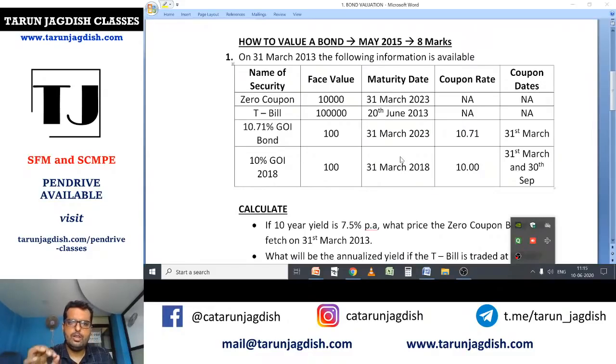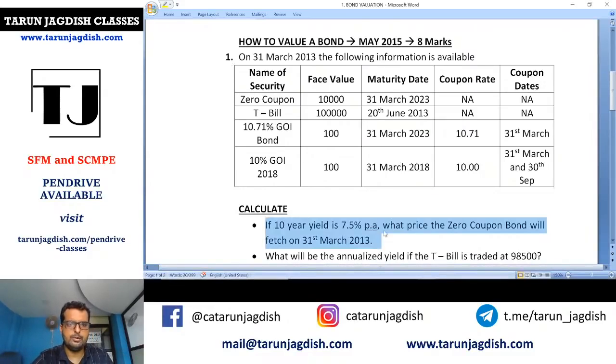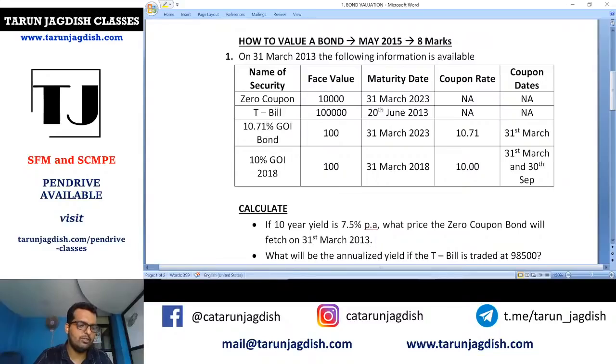Okay, so we are now reading through the first requirement. If a 10-year yield is 7.5%, what price will the zero coupon bond fetch on 31st? One minute, it's not clear. What is exactly not clear? Are you not clear with the question? Can you please chat and let me know? I will repeat the question. I'm just reading the requirement. We have not yet started solving it.